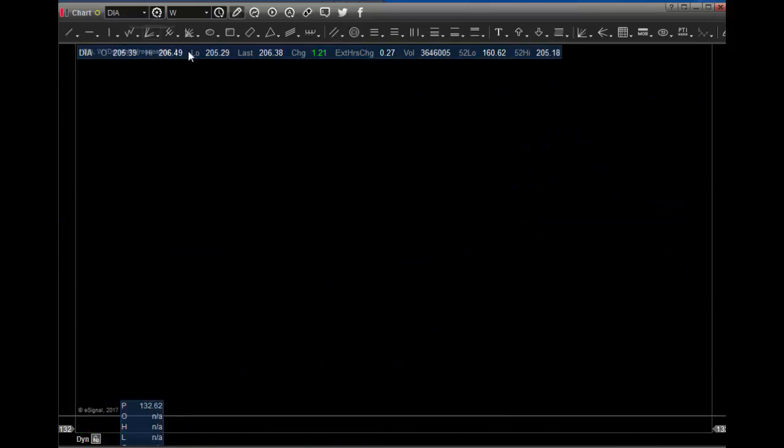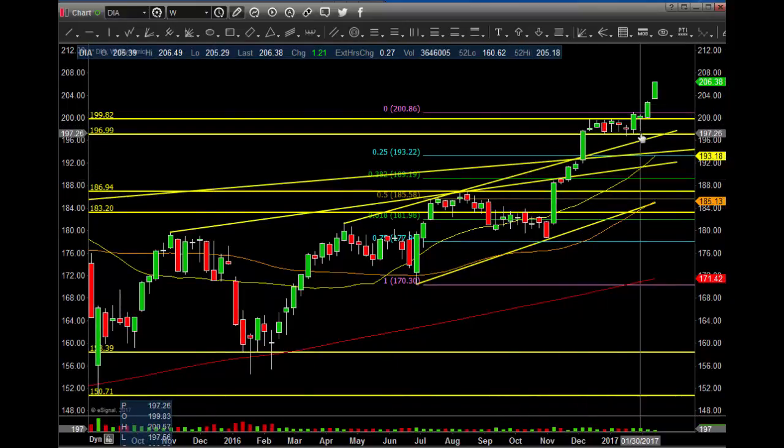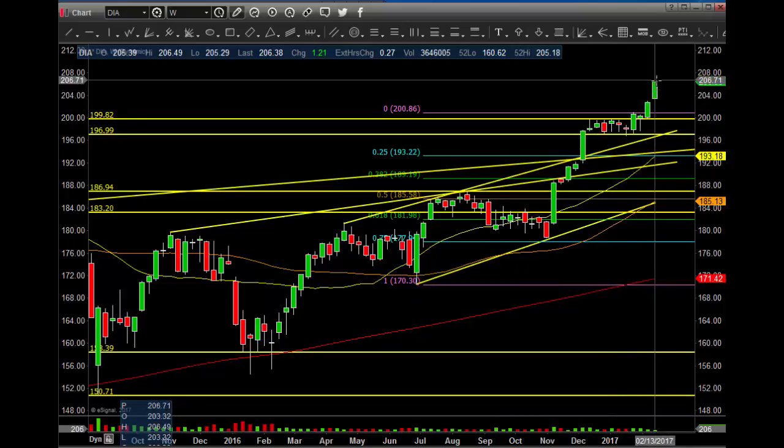The DIA, same thing. We're off a bullish pattern. It started making a little rounded top. We're talking about this topping tail, and we finally got above it. Now we're starting to roll. We did confirm above the all-time high, so we're making a run.